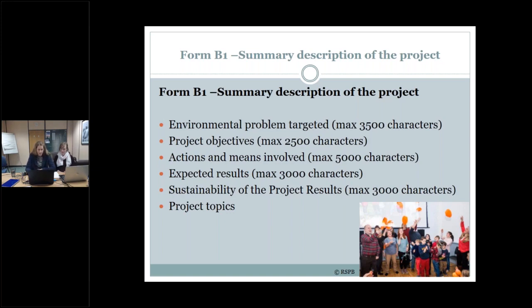So under project objectives, you have a character limit of 2,500 characters. These need to be realistic, achievable within the lifespan of the project, and provide value for money. They should be listed in a decreasing order. So you start with the most important project objective, and then number them in decreasing order of importance.